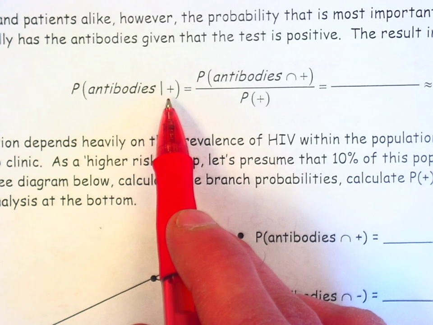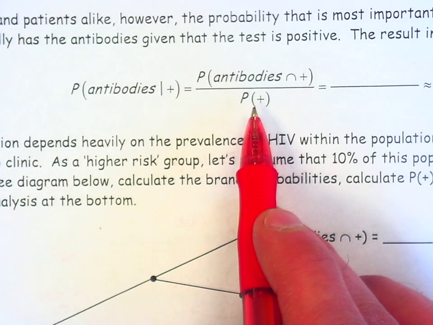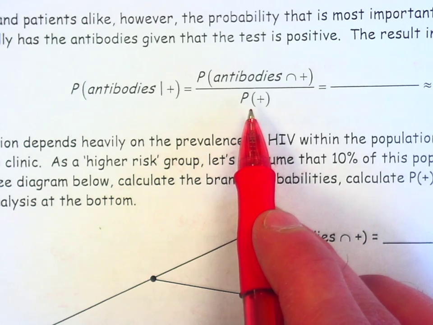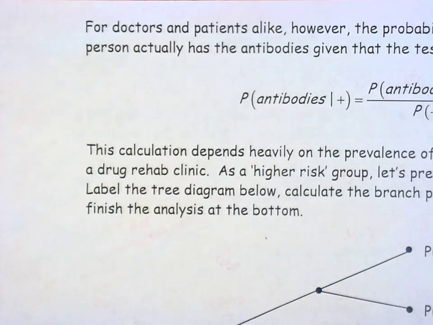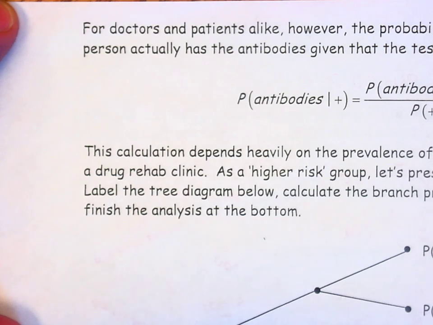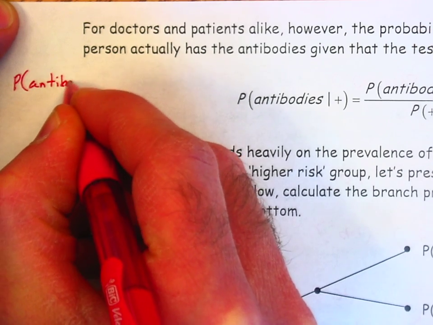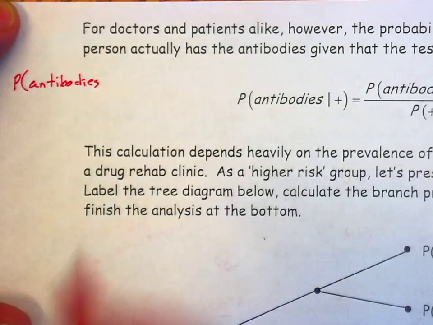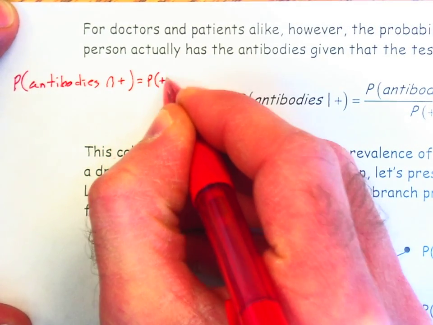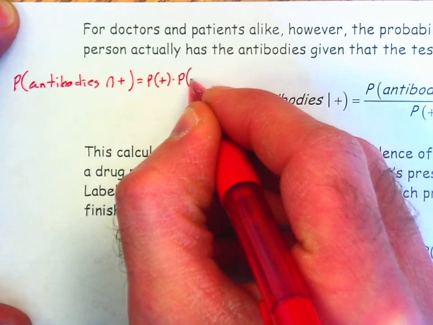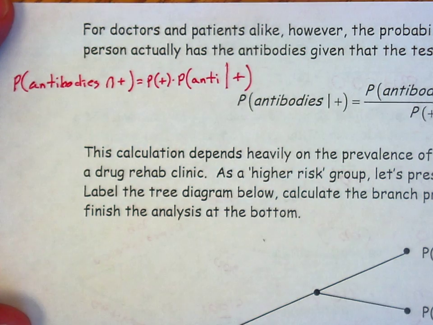This is an important calculation to consider, and notice this is why we had to find the probability of a positive test, because we needed to use this to do this calculation. So if you bear with me a second, I want to take a minute and motivate where this calculation comes from. So take a look. On the front side, we were doing calculations that look like this: the probability of having antibodies and a positive test. That probability can be found by taking the probability of a positive test times the probability of having antibodies given that the test is positive.